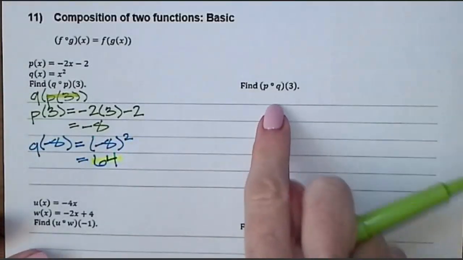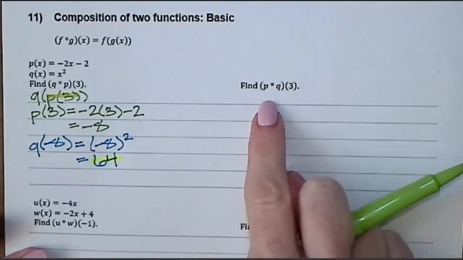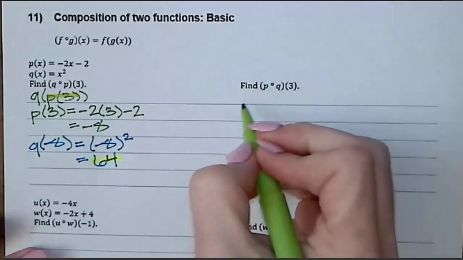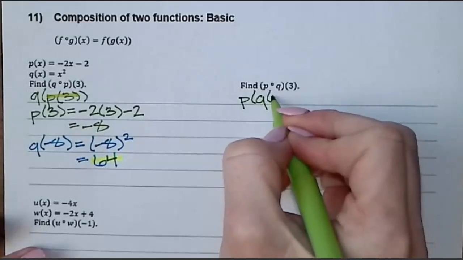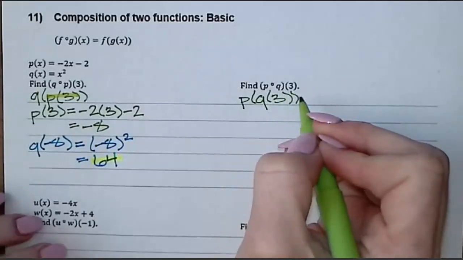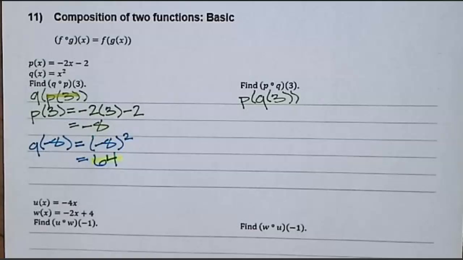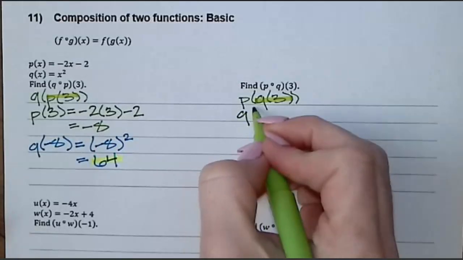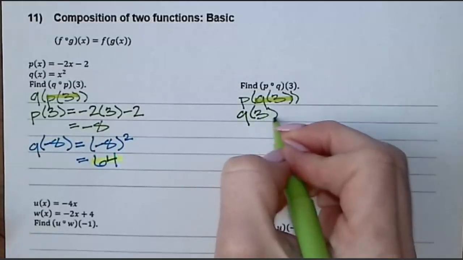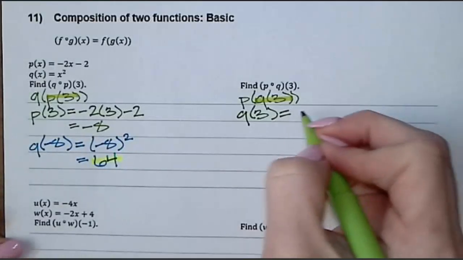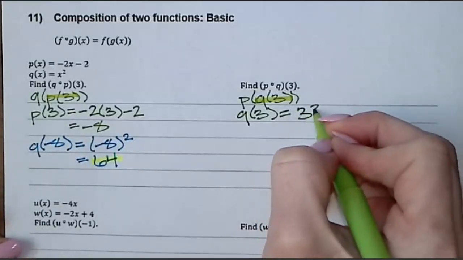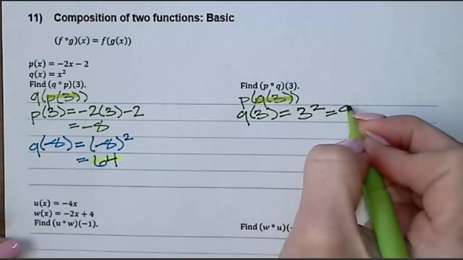The second part of this question asks for P of Q of 3. So that means P of Q of 3. So notice we're just going the other direction. So we will start by finding Q of 3. So Q of 3, I go into Q and replace my x with a 3. So it's 3 squared, which is 9.